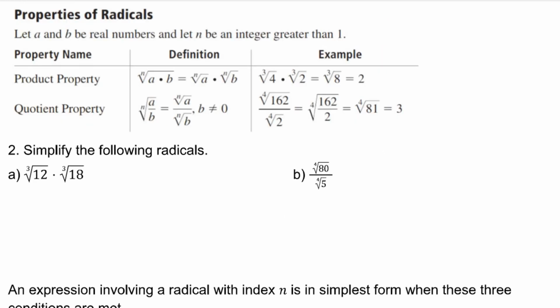For properties of radicals, let a and b be real numbers and let n be an integer greater than 1. The product property and the quotient property are just like when we were doing that with square roots. You can rewrite an nth root as the product of 2 nth roots. You can rewrite an nth root as the quotient of 2 nth roots. And you can use that to simplify nth roots by finding a perfect nth, like square, cube, fourth, fifth, and breaking it down from there.